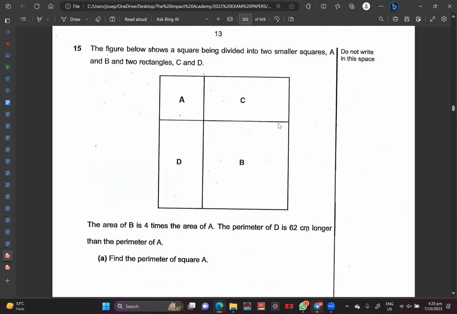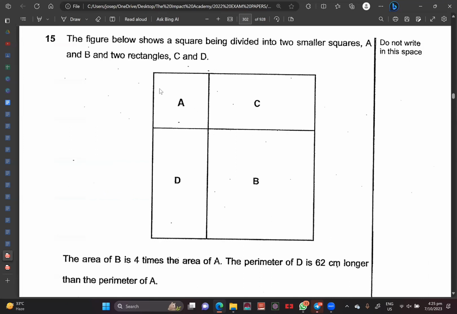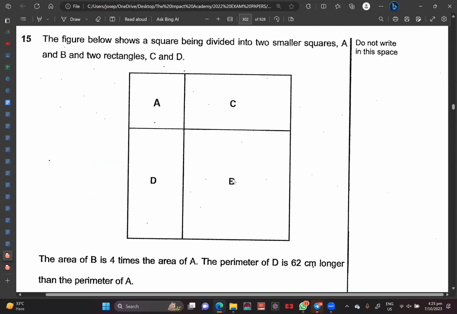The figure below shows a square being divided into 2 smaller squares, A and B, and 2 rectangles. So this is a big square. Agree so far? So what they are trying to show you, or what they are trying to tell you is this, is that this big square, I split it up into 1 smaller square, which is called A, and then another smaller square, which is called B. Correct? Can you all see the full square? C and D, they are both rectangles.